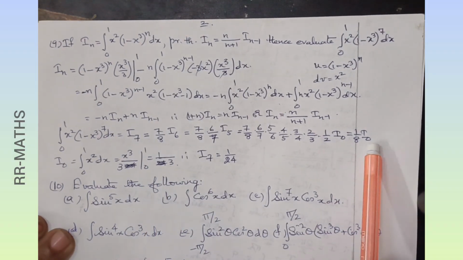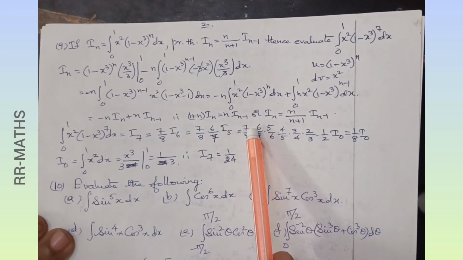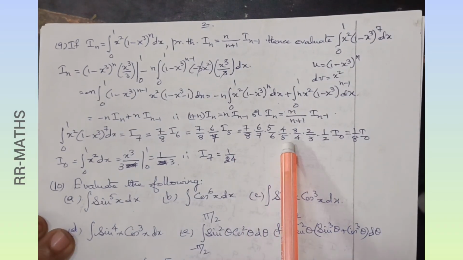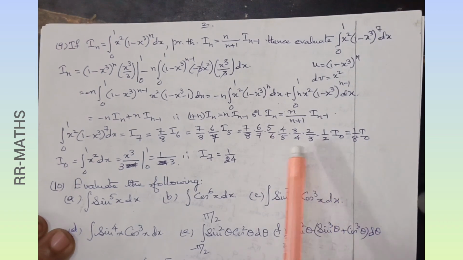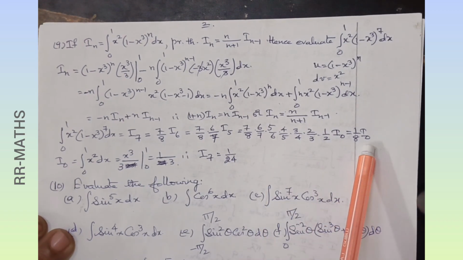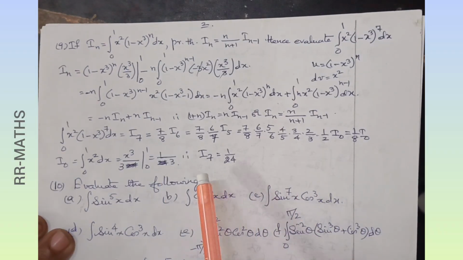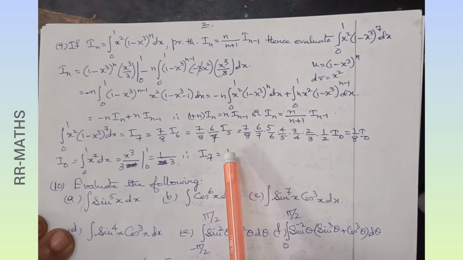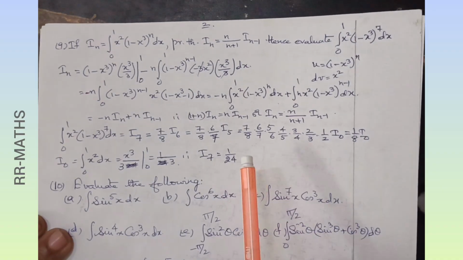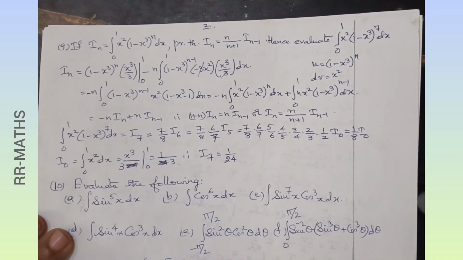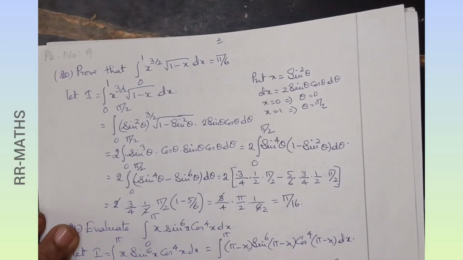So you substitute your I naught as 1 by 3 here, and you can see this 7 gets cancelled, 6 gets cancelled, 5 gets cancelled, 4 gets cancelled, 3 gets cancelled, and 2 gets cancelled. It has reduced to 1 by 8 I naught, and I naught is 1 by 3, and therefore you get I7 as 1 by 8 into 1 by 3, which is 1 by 24. So that's going to be your final answer. Okay, let's go for the next problem.